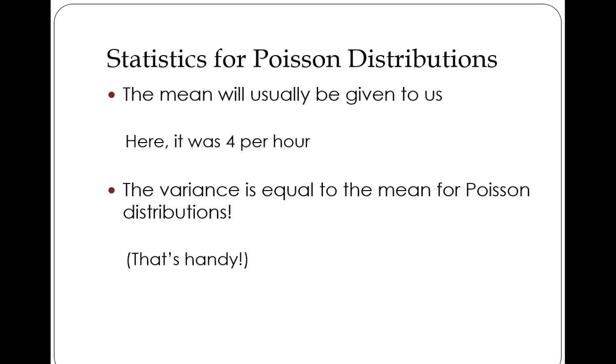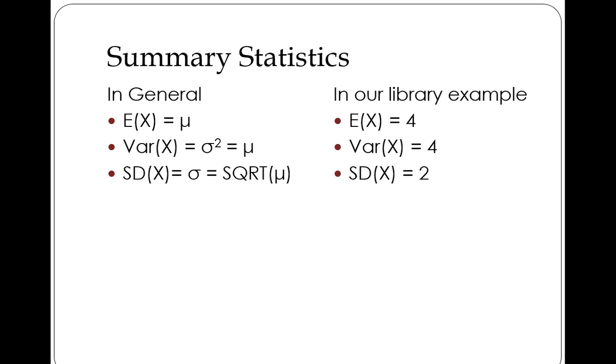For the Poisson distribution, the mean is usually given to us like it was in this example. Remember, it was 4 per hour, so that's mu. And the variance is equal to the mean for the Poisson distribution. So how handy is that? The mean is going to be given to you, and that's also going to be the variance. Woohoo! So in our example, the mean was 4, and the variance is also the mean, so that's 4. The only slight bit of work we have to do here is to take the square root of 4 and figure out the standard deviation, which in this case is 2.